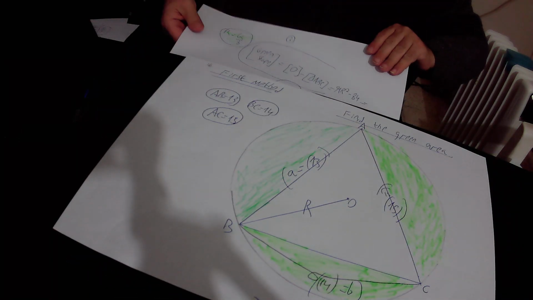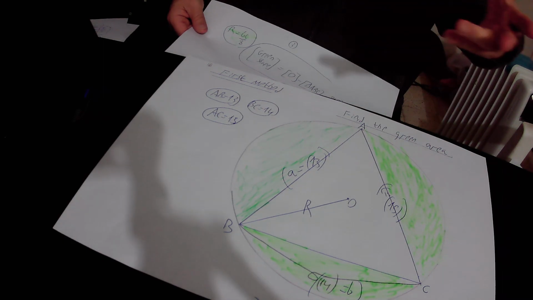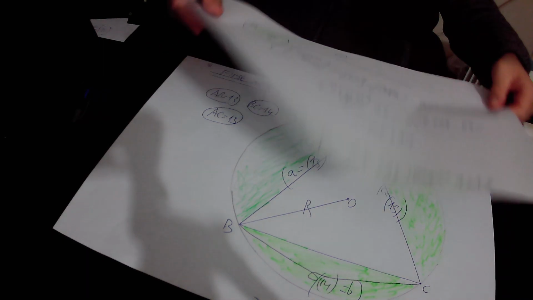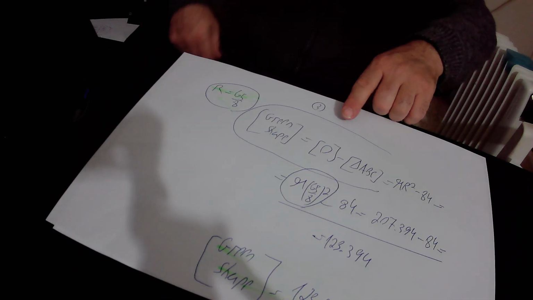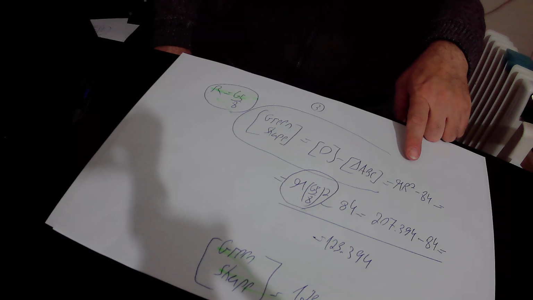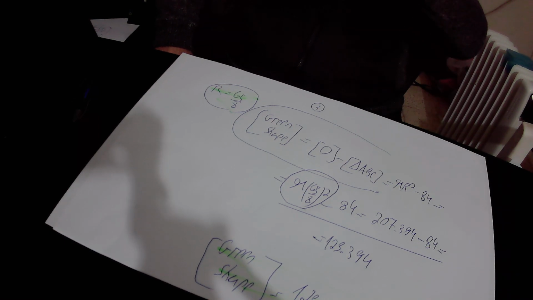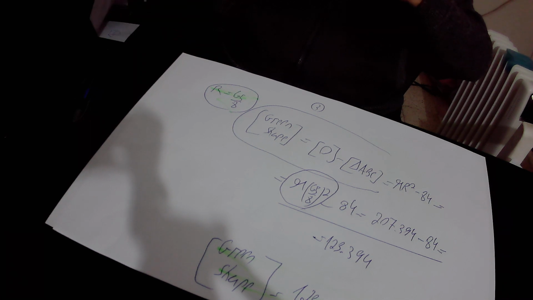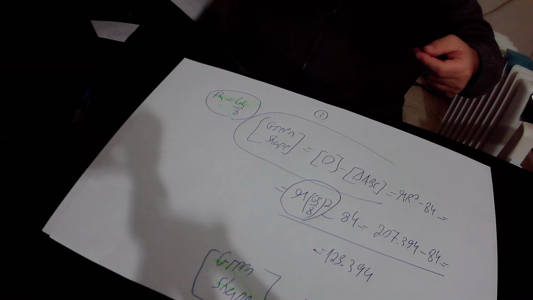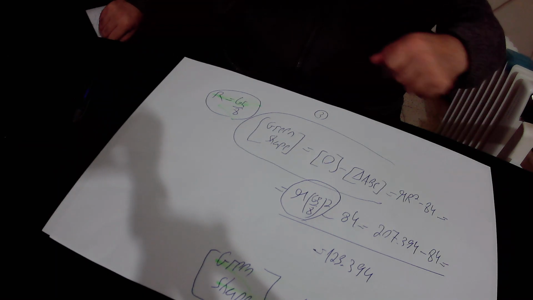From the drawing it is very easy to see that the area of the green shape equals the area of the circle minus the area of triangle ABC. Repeat again, the area of the green shape equals the area of the circle minus the area of triangle ABC. The area of the circle is pi r square, and we found out that the area of triangle ABC equals 84 square units. So it is pi r square minus 84.